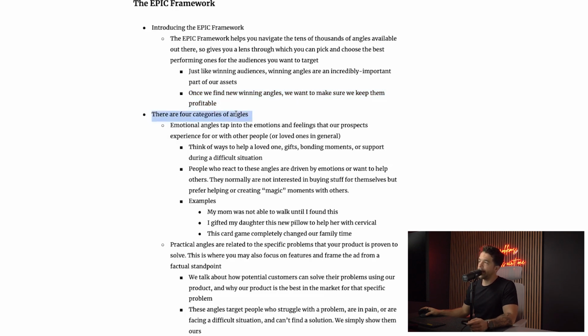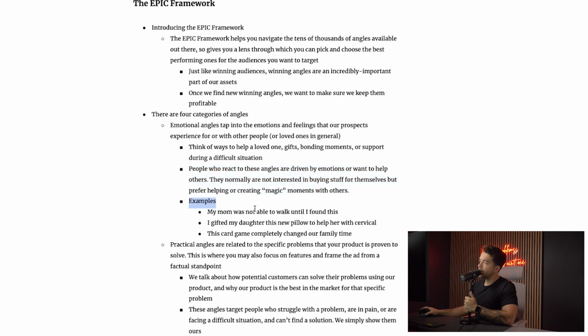Now, there are 4 main categories of angles we focus on at 99 Ads. The first one is emotional angles. Emotional angles tap into the emotions and feelings that our prospects experience for or with other people or loved ones in general. Think of ways to help a loved one, gifts, bonding moments, or support during a difficult situation. People who react to these angles are driven by emotions and want to help others. They normally are not interested in buying stuff for themselves, but prefer helping or creating magic moments with others.